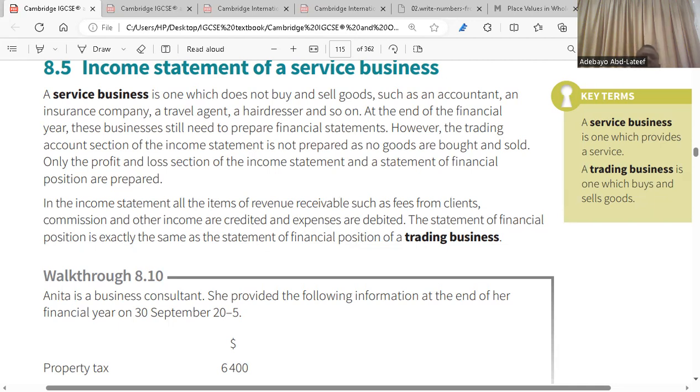So, for a service business, it only prepares the profit and loss account. It does not prepare trading and profit and loss. It does not have trading. It does not trade. Trade means buying and selling of goods. Here it's about service, so it is income and expenditure. Do you get what I'm saying here? Yes, sir. For a service business, it only has income and expenses. So there's going to be carriage outward? Maybe, let's see anyway.